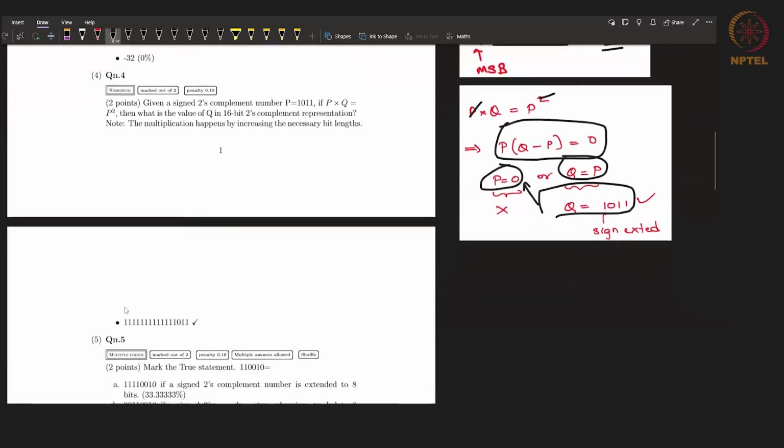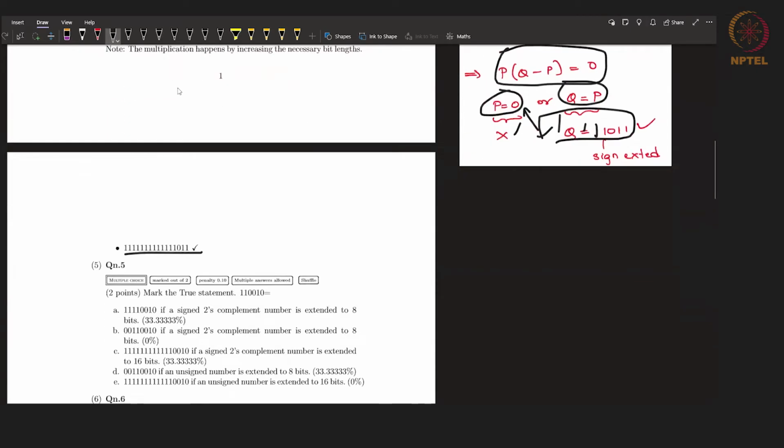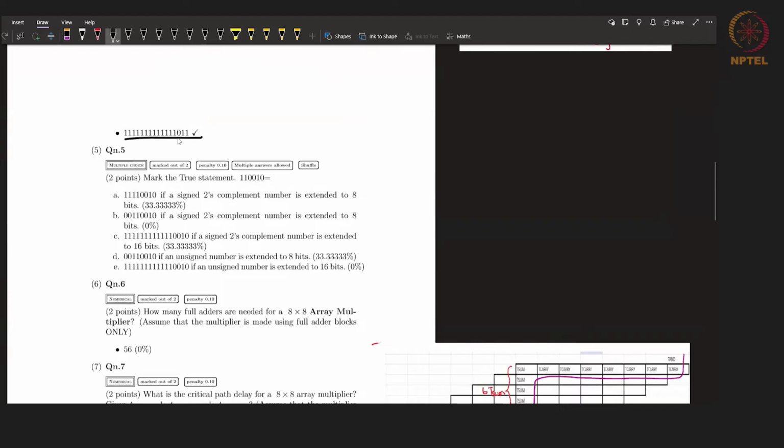Now you sign extend that, and it will be this, because any 2's complement number can be sign extended infinitely on the left side. Okay. Question number five. Which of the following are true? Exactly, it utilizes the property that I mentioned before, right? Sign extension on the left hand side, however many times, will work, as you can find in the lectures.